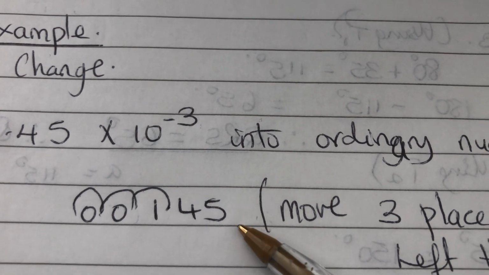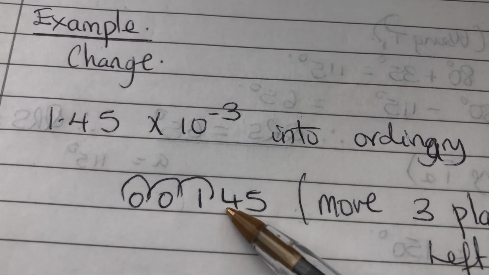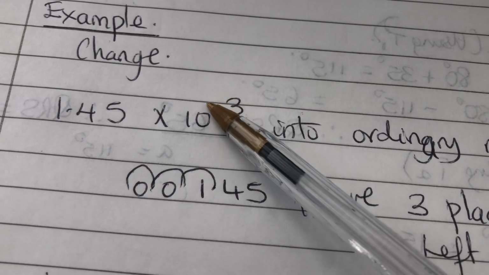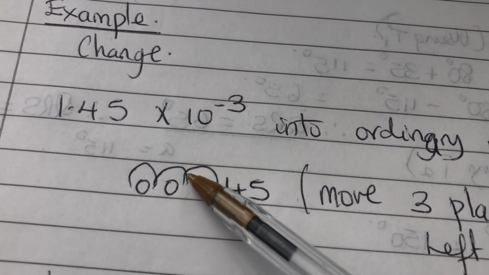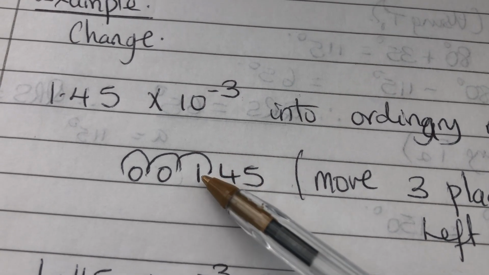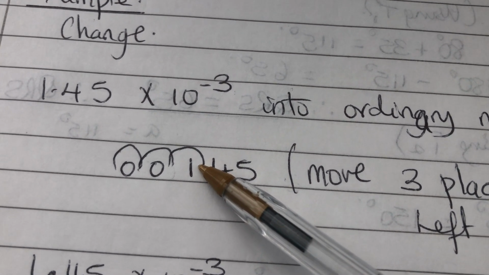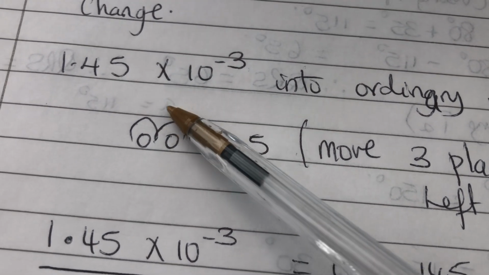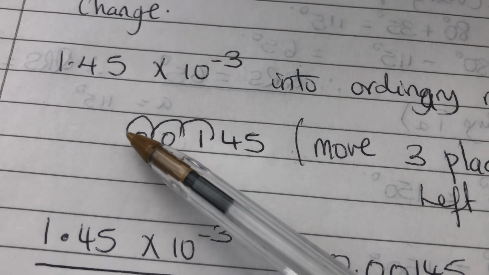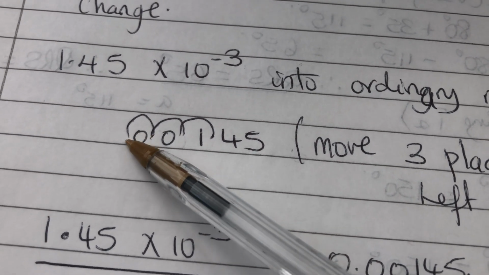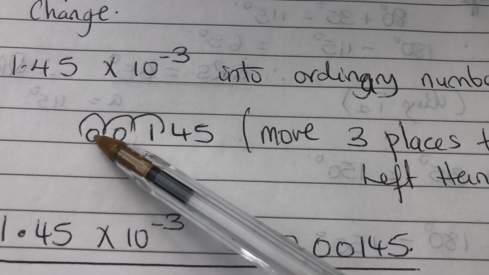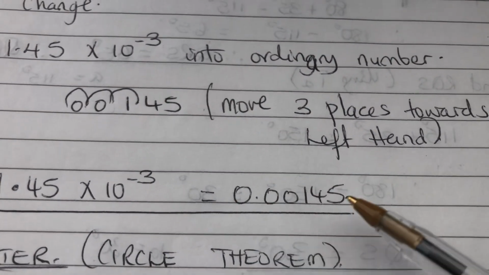Okay, we said if you want to change them to an ordinary number, one single number, this is in the index form. Because of the negative number, you are going to move 3 places towards your left hand. So the decimal point is between 1 and 4. So you are going to move the decimal point 3 places. So 1, 2, 3. After this one, the empty spaces you add 0. The decimal point is now here. So the ordinary number you have now is 0.0014. So this is what you have.